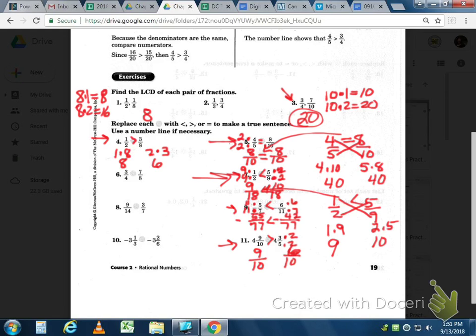Let's try number 6. 3 down to 8. 3 times 8. What is that? 24. Okay. 4 up to 7. 4 times 7. What is that? 28. And how does 24 compare to 28? So then 3/4 is less than 7/8.